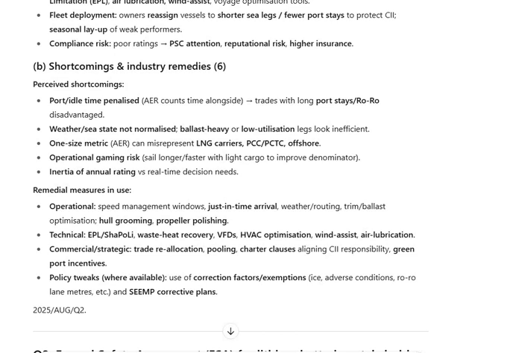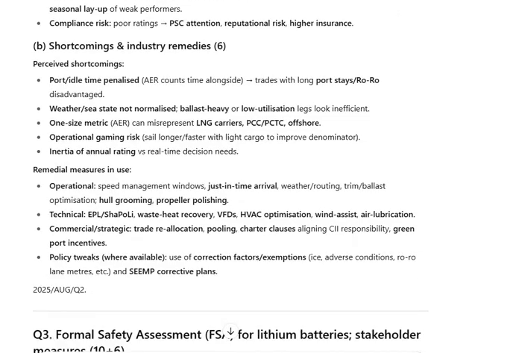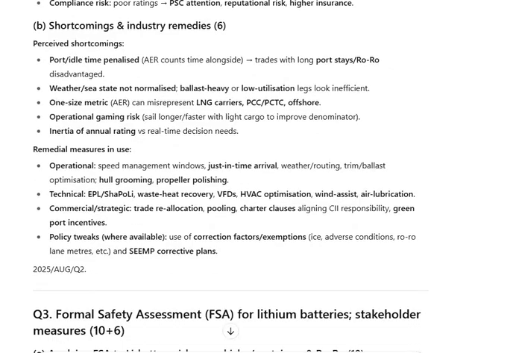Operational gaming risk: sailing longer and faster with light cargo to improve the denominator. This can happen. The vessels may sail longer with less cargo to improve the denominator. There is also inertia of the annual rating versus real-time decision needs. The priority may go to getting the ratings right rather than real-time decisions.